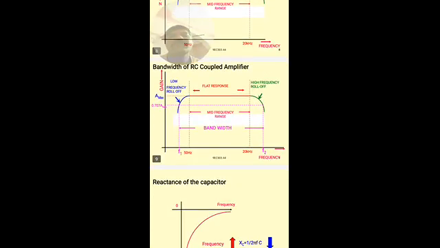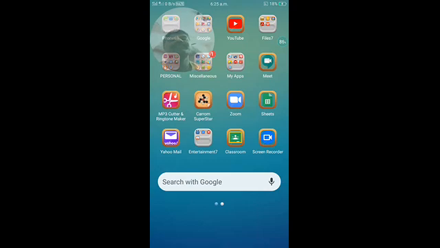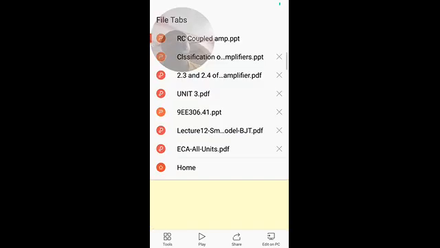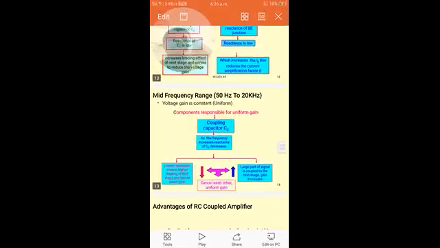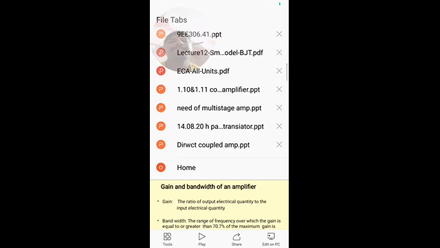So when we come to the operation of an RC coupled amplifier, let us see the diagram of the RC coupled amplifier. See here the RC coupled amplifier.